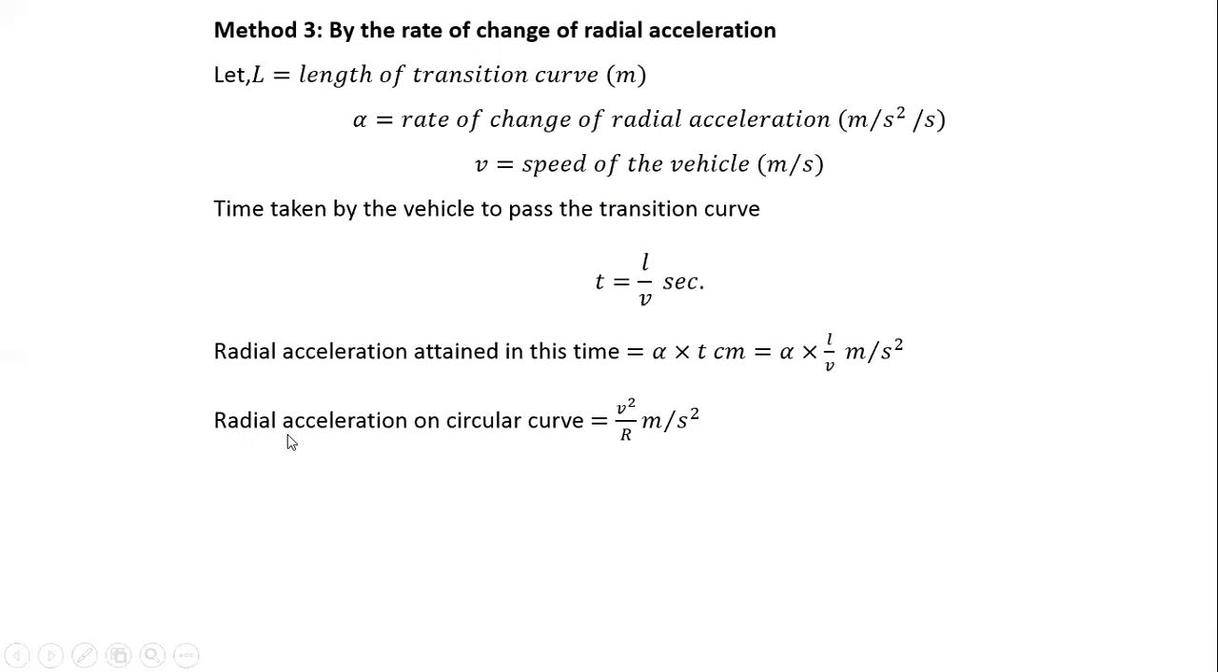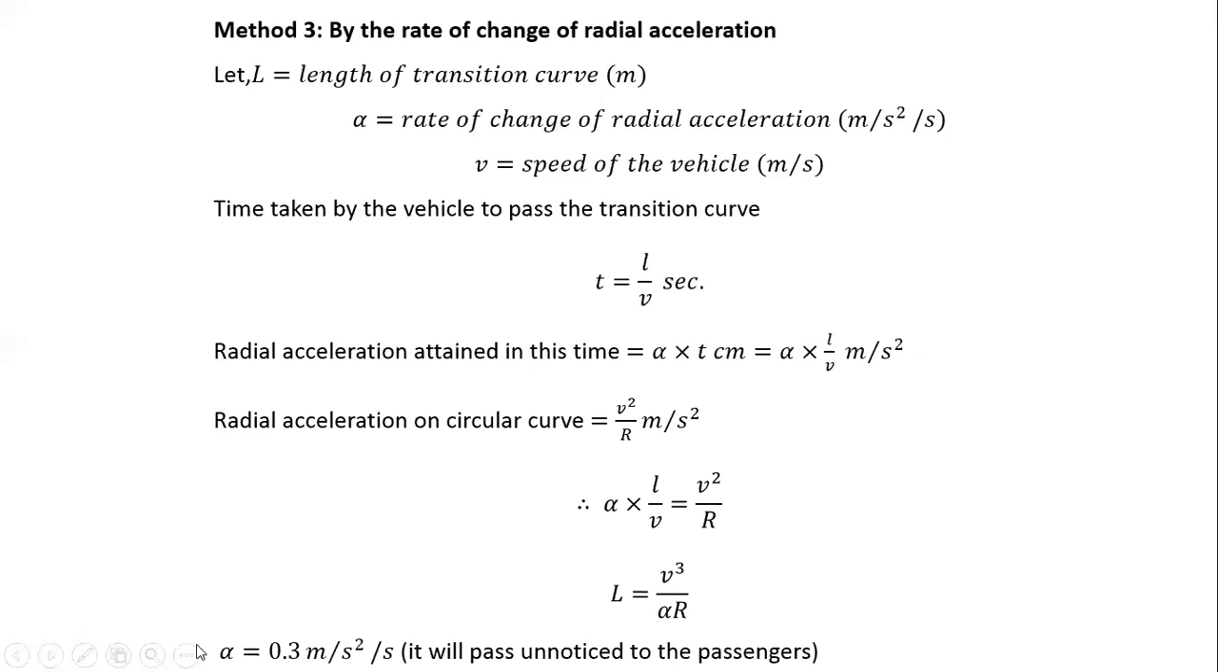Now you have already studied in physics that radial acceleration on circular curves is given by V square over R. So just equate the two radial accelerations here. Alpha times L upon V is equal to V square over R. From that, the length of transition curve is L equal to V cube over alpha R. So what is the value of alpha? We generally take alpha equal to 0.3 meter per second square per second. It is standard here, it will pass unnoticed to the passengers.